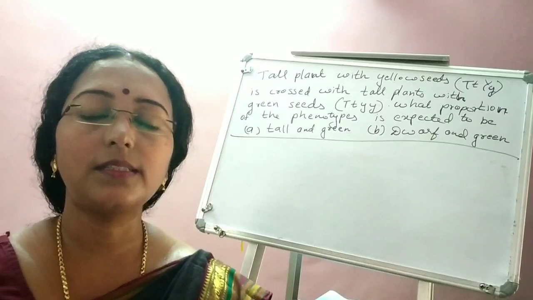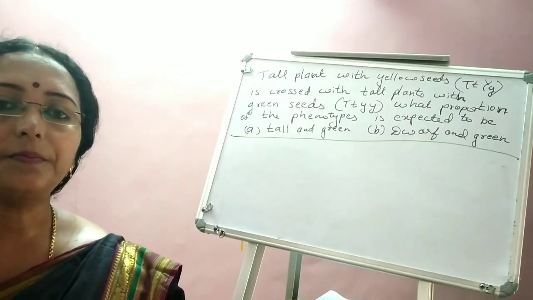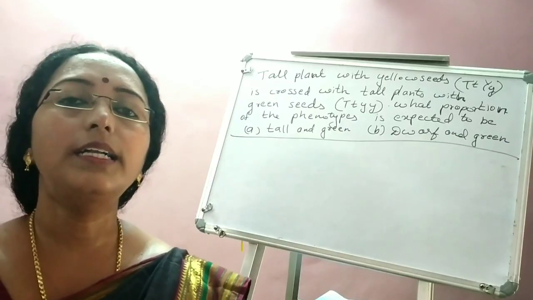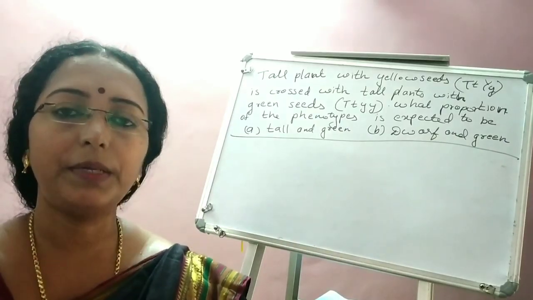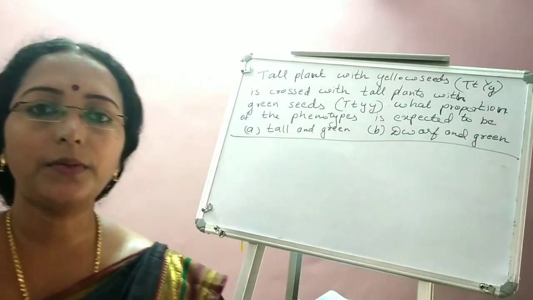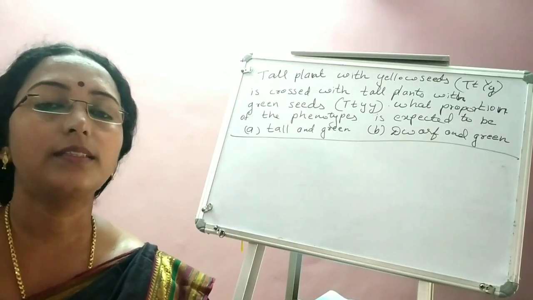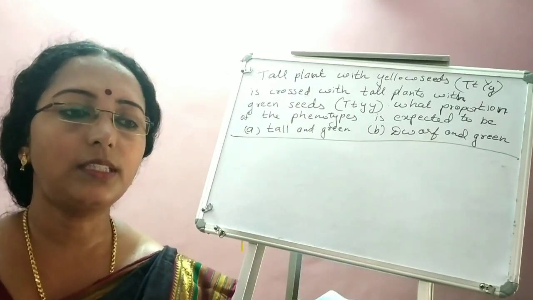Next term is allele itself. This is a very new term. Alleles can be defined as different forms of a gene. Now what is a gene then? Gene is the unit of inheritance. So these are the different terms.